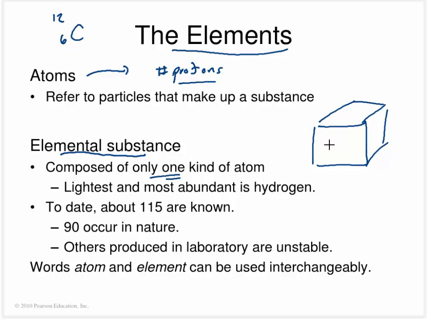And suppose it's all carbon, then we're going to have a block of carbon. If it's all iron, we're going to have a block of iron. And to date, there are 118 that are known. The lightest and most abundant is hydrogen, and then it goes to helium and so on and so forth. And roughly 92 are going to occur in nature. The other ones, the extra 30 or 40 or so, are pretty unstable, and so we can make them in the lab, but they tend to disintegrate fairly quickly. Words like atom and element can pretty much be used interchangeably.